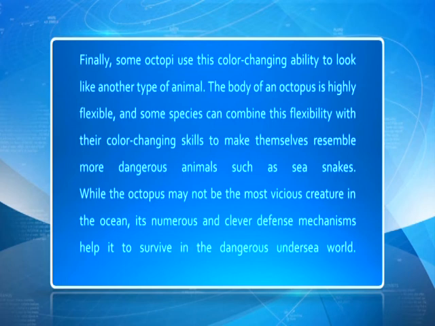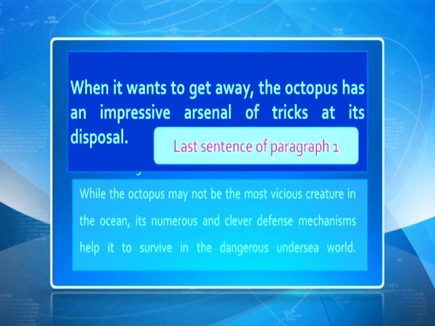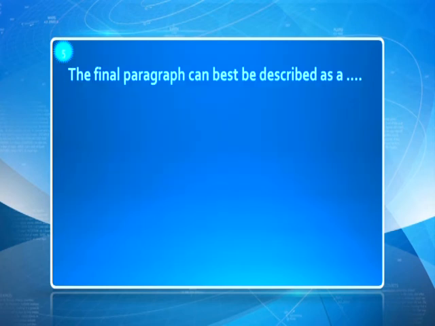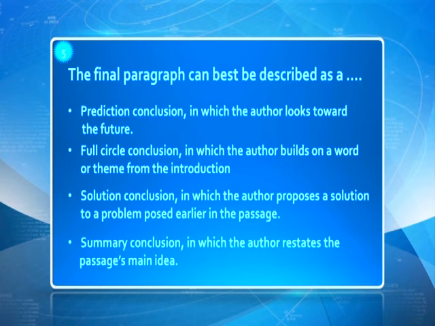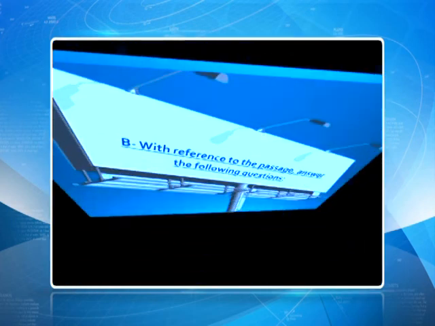Here is the last paragraph. This is the conclusion. Now, if you read this part of the conclusion and you compare it to the last sentence of paragraph 1, you compare it to the thesis statement of the introduction, then you will see that there is a restatement of the same idea. Okay? It is the same idea expressed in a different way. All right? So coming back to the question, we deduce or we come to the conclusion that this is a summary conclusion. The author restates, he paraphrases the main idea of the passage.